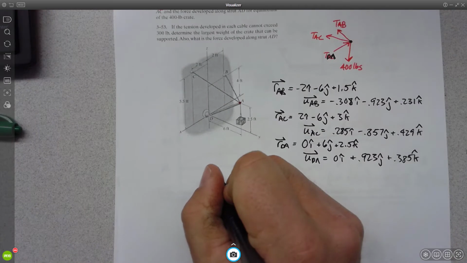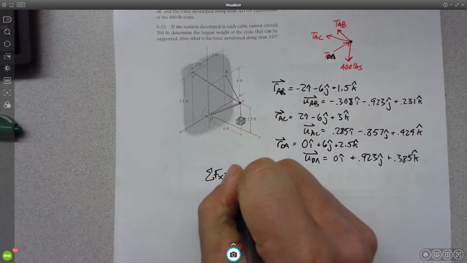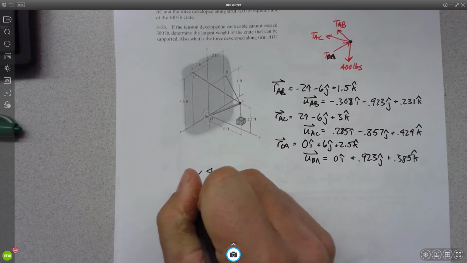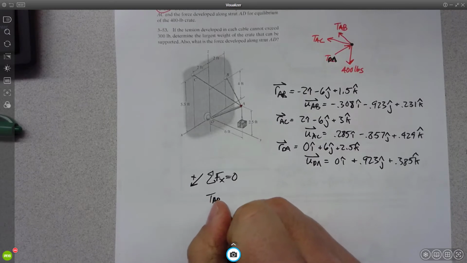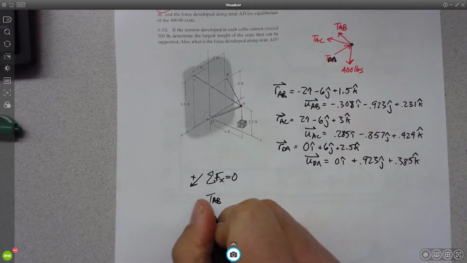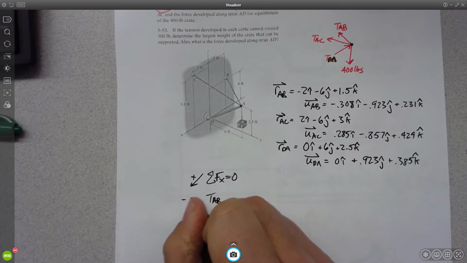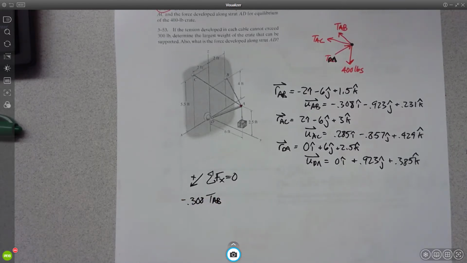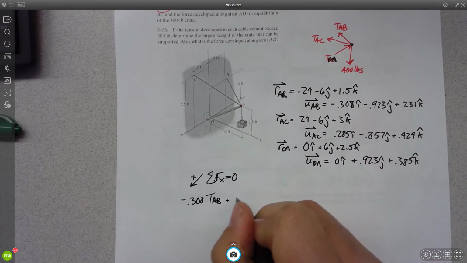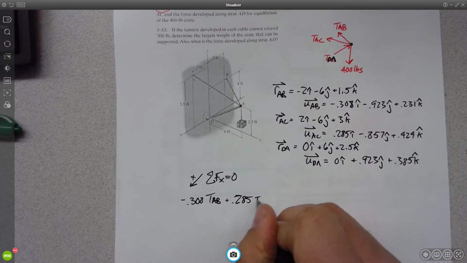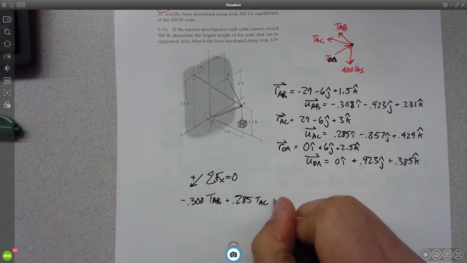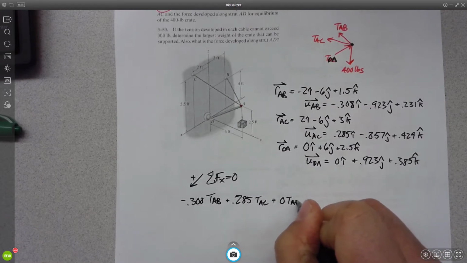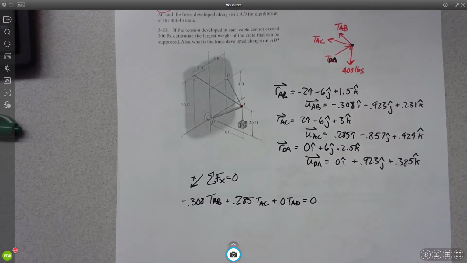Now we need to write our force summation equation. So sum of the forces in the x has to be equal to 0. X is positive that way. So I'll have TAB, its component in the x direction is -0.308 TAB plus 0.285 TAC plus 0 TAD equals 0.